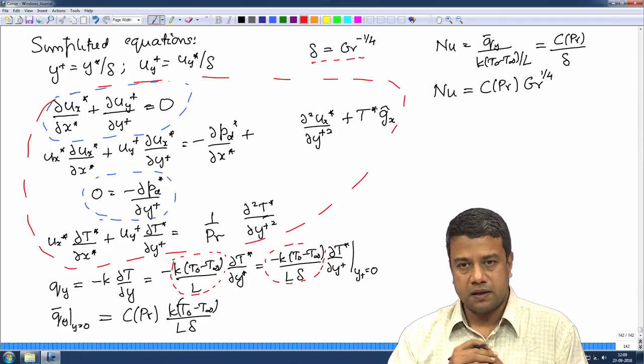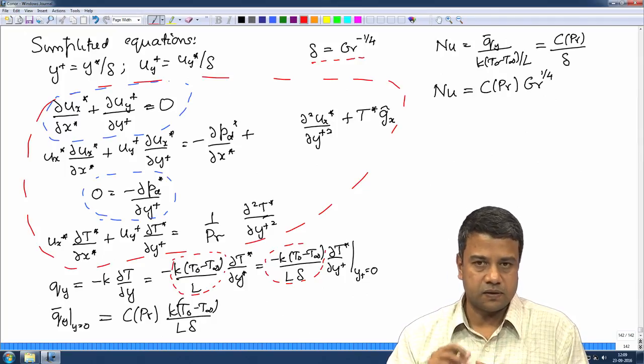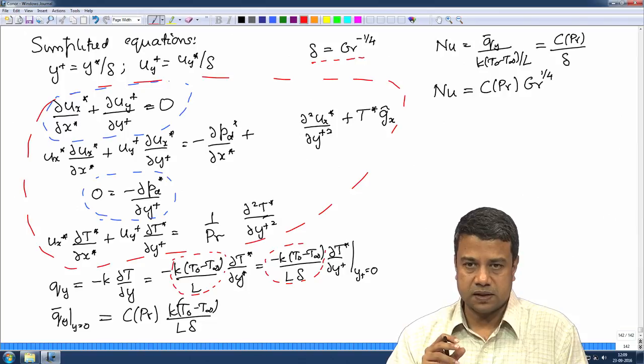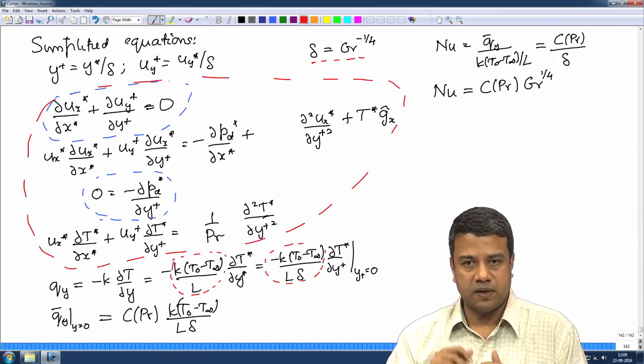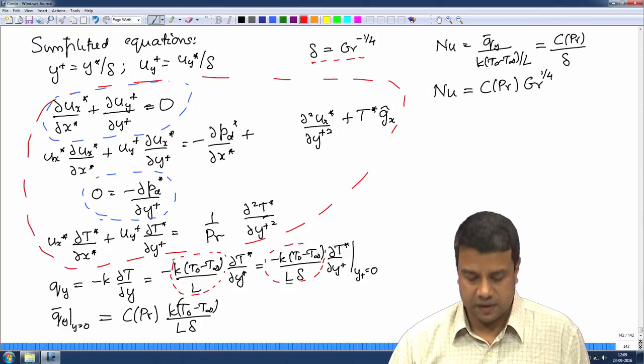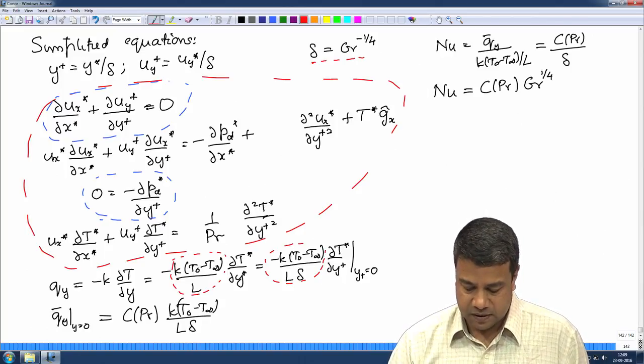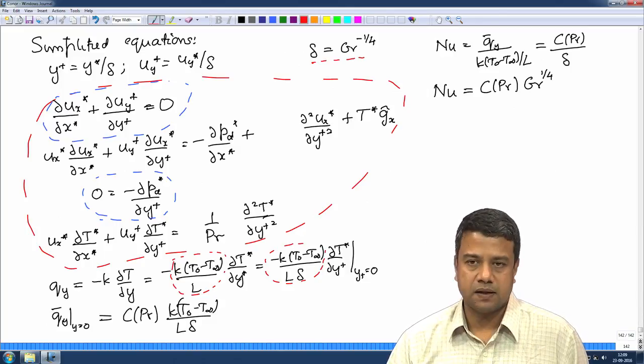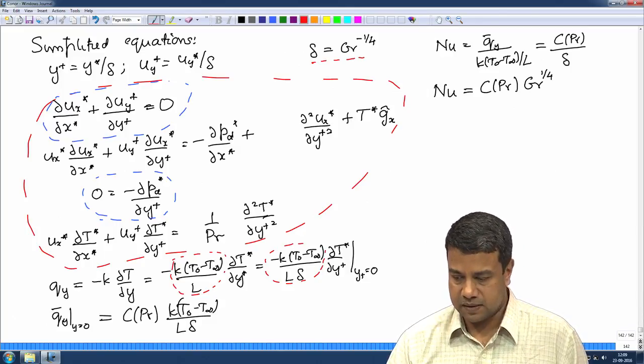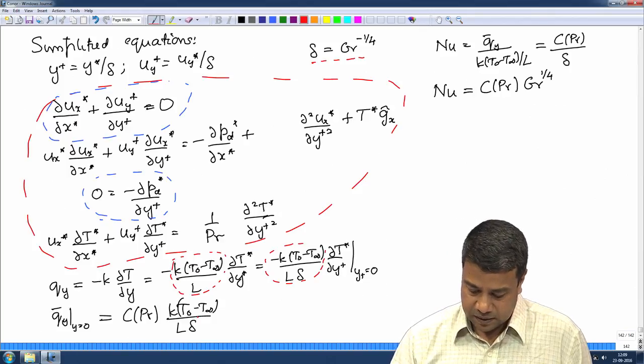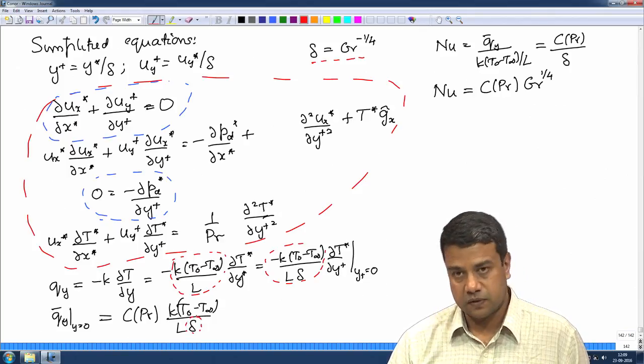That is a numerical exercise that I did not do, but I told you what the result is going to be, up to a multiplicative constant, which depends on the Prandtl number in this case. The flux is going to be of the form a constant which depends on Prandtl number times k (T naught minus T infinity) by L times delta, where delta now is Grashof number to the minus 1/4 power.